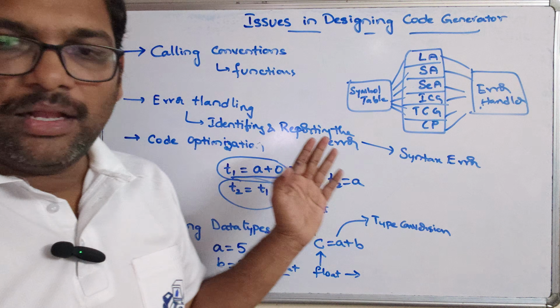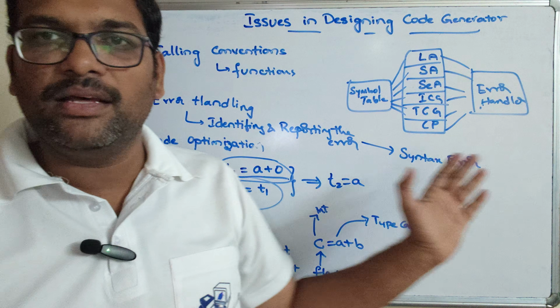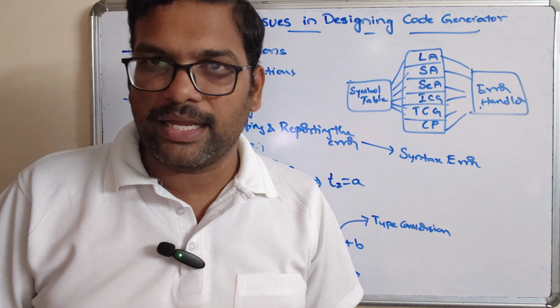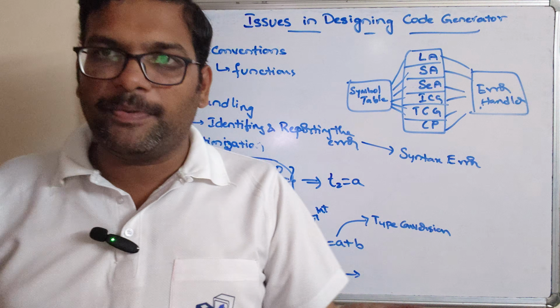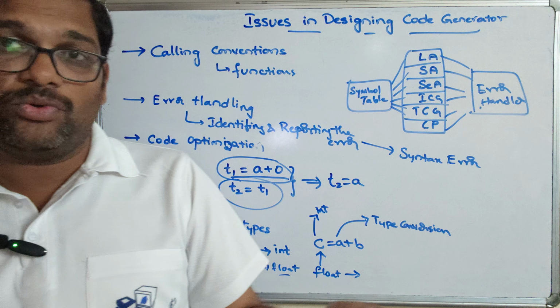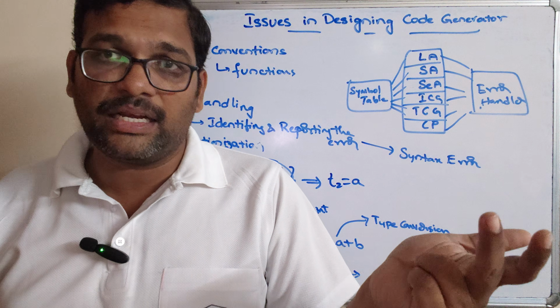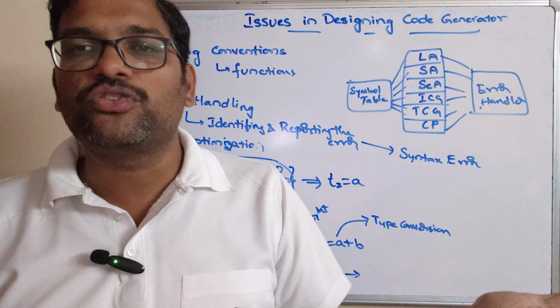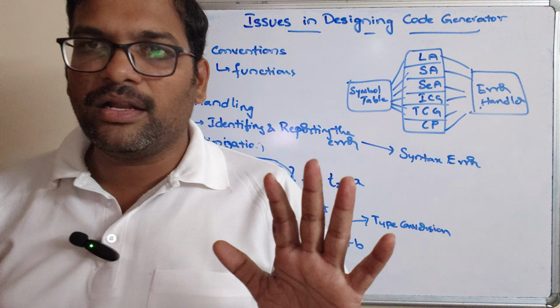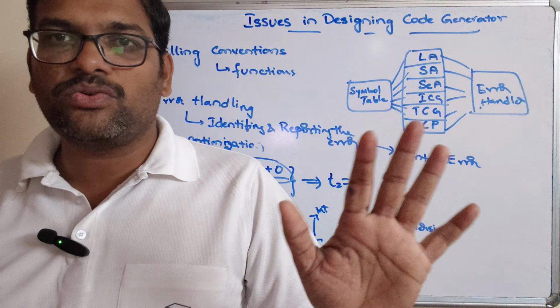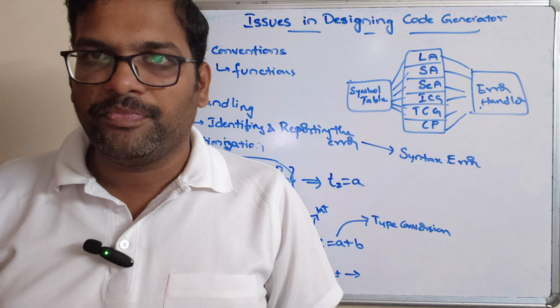Okay, so this is the last but one phase in the compiler design. So the input for this one is the intermediate representation, that can be either three address code, syntax tree, directed acyclic graph, or the postfix notation, anything. But we are representing the intermediate code as three address code.